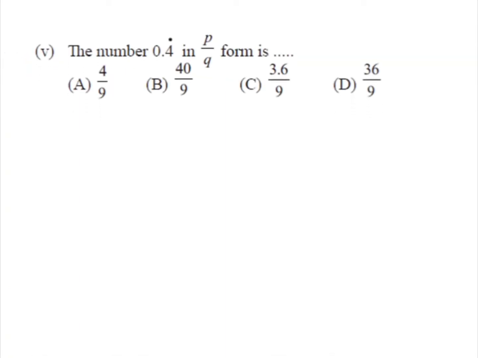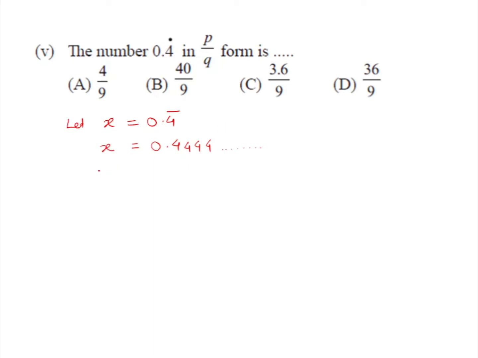Next question is, the number 0.4 recurring in p by q form is... So 4 options are given over here. So we have to write 0.4 recurring in p by q form. So let x be equal to 0.4 recurring. Here the number 4 is repeating again and again. It is 0.4444 and so on. So that must be equal to x.